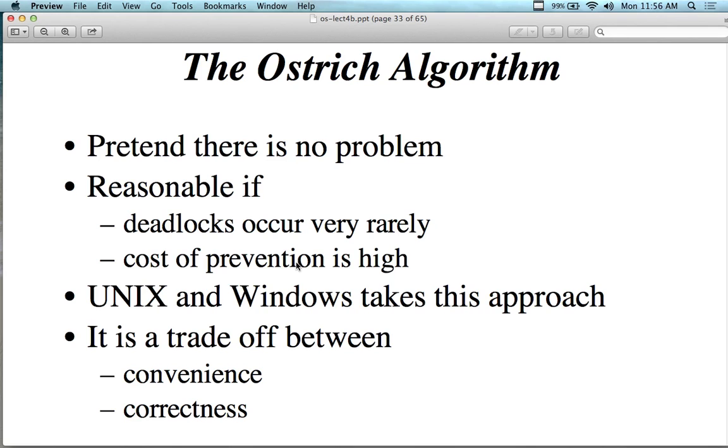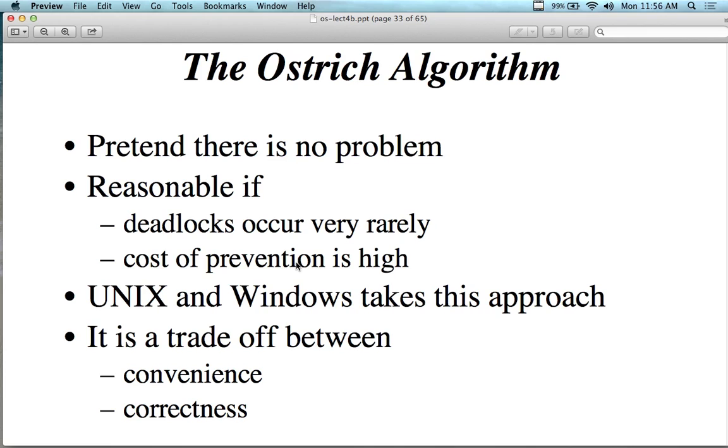You can prevent it from happening and hope it doesn't happen, or you can just simply do nothing and then wait for it to happen, and then when it does happen, you can try and recover from it, or you could not recover from it at all. So it's reasonable if deadlocks occur very rarely. If you don't get too many deadlocks, you've got a lot of memory, you're not going to worry about checking the deadlock on the memory anymore.